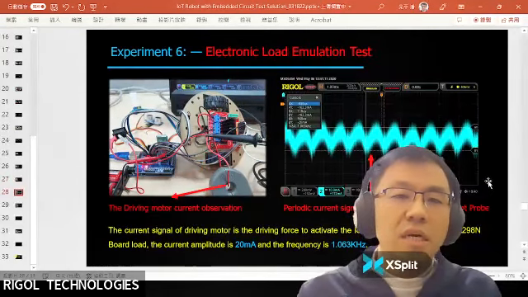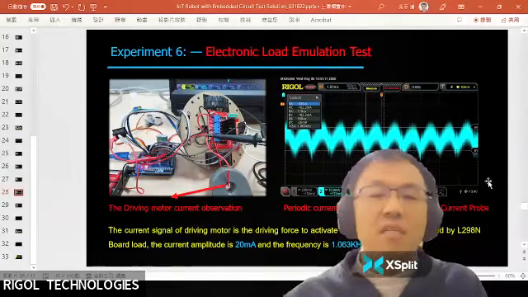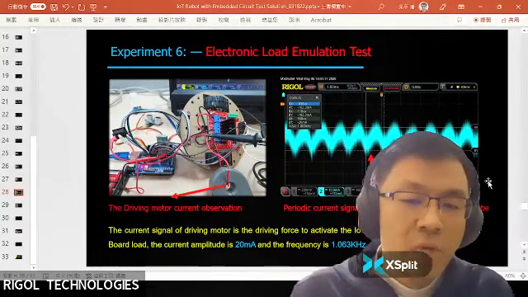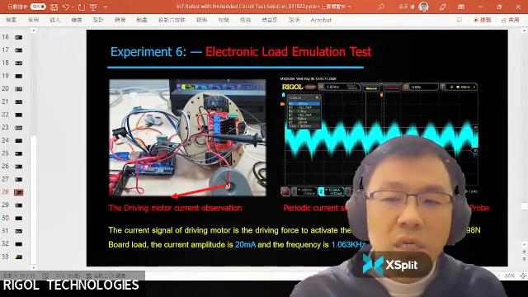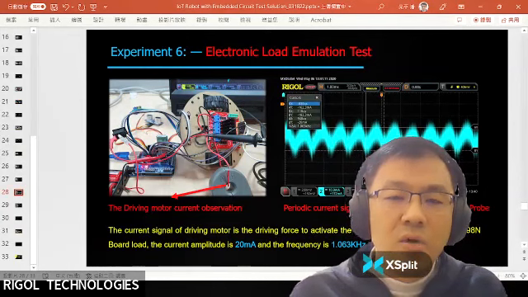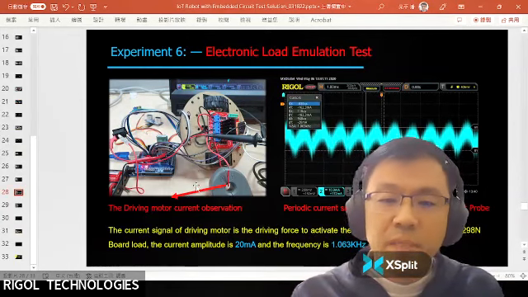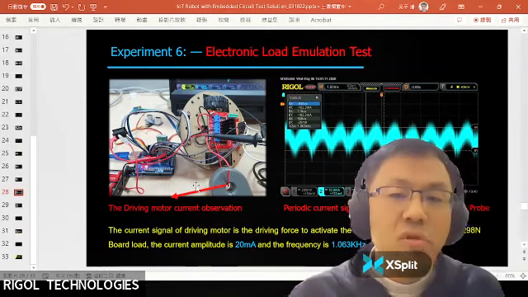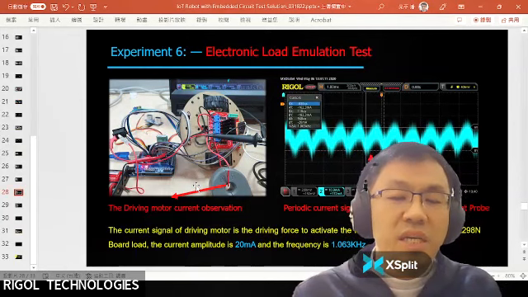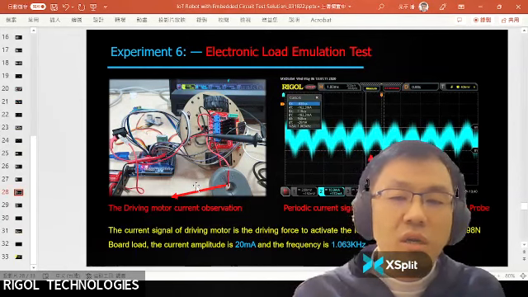Okay, this is experiment 6, the electronic load emulation. We can use the electronic load to monitor the current signal on the display. So we can also use the current signal to do some comparison, and our dynamic speed can be up to 30K speed by our electronic load system.